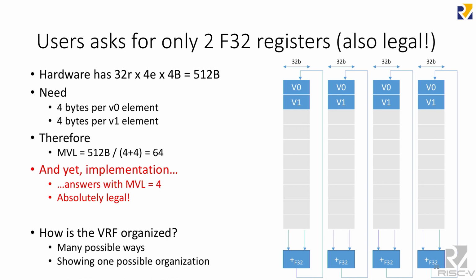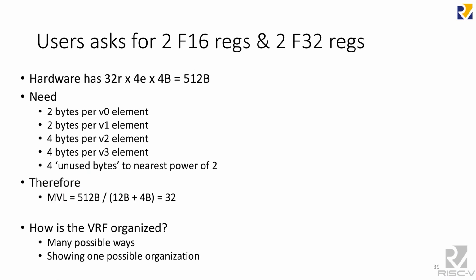The hardware responds to a configuration request for the vector unit by giving back the maximum vector length, and software just uses that. Last one, I promise to finish with this one. More complicated, 2 F16 registers and 2 F32 registers. Well, you'll do some math. You'll see, oh, I need 2 bytes for the F16s, 4 bytes for the other ones. That's not a power of 2. Let me round up to a power of 2. And you'll say, look, I can give you a maximum vector length of 32.